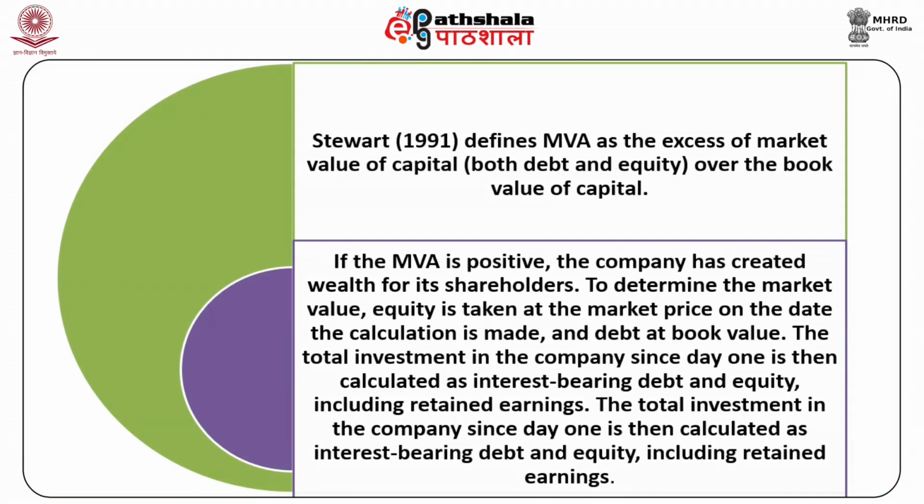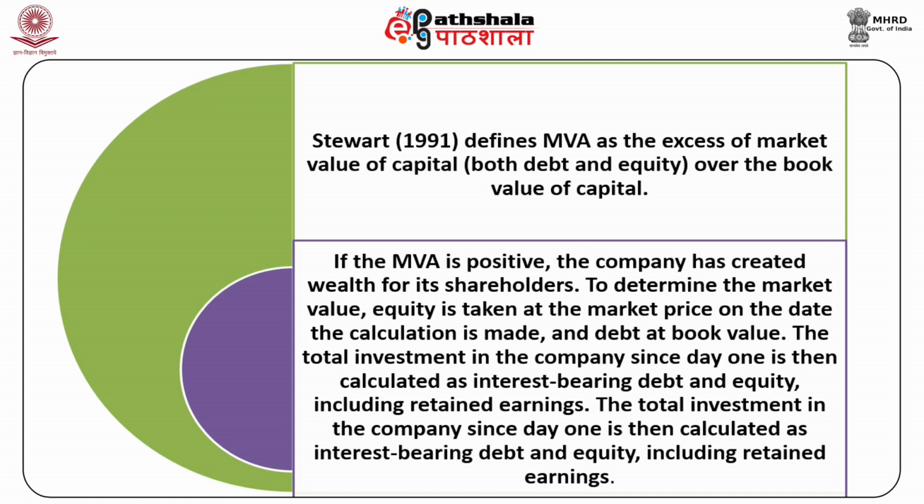Stewart in the year 1991 defined MVA as the excess of market value of capital, both debt and equity included, over the book value of capital. If the MVA is positive, the company has created wealth for its shareholders. To determine the market value, equity is taken at the market price on the date the calculation is made and the debt at the book value.